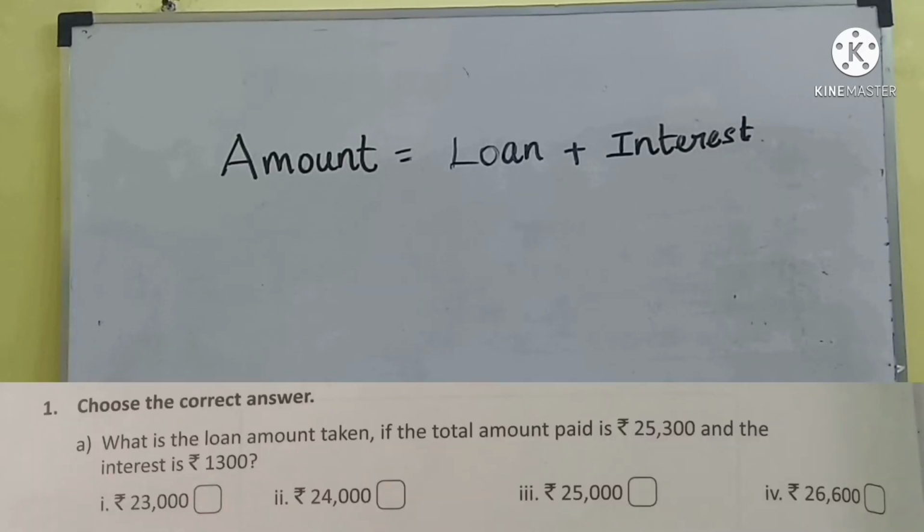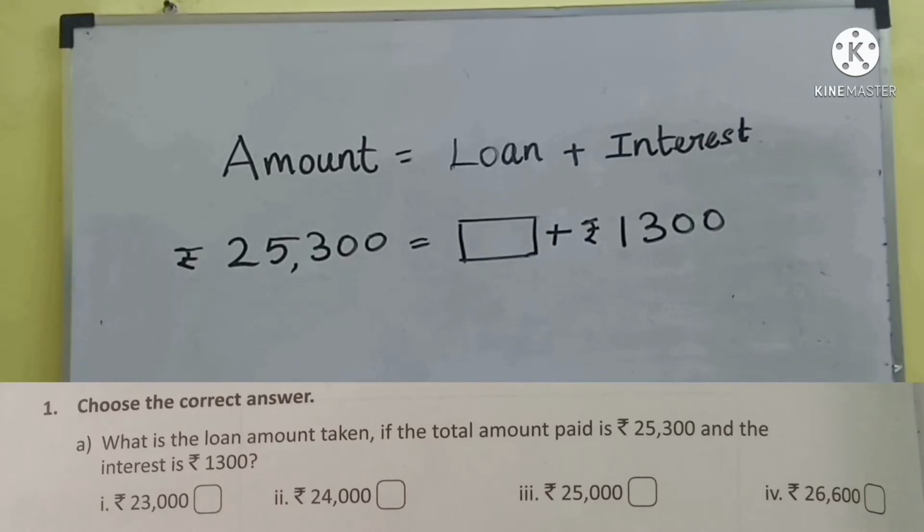Choose the correct answer. A. What is the loan amount taken if the total amount paid is rupees 25,300 and the interest is rupees 1,300? In this question, amount is given, 25,300. Interest is also given, 1,300. We have to find the loan.